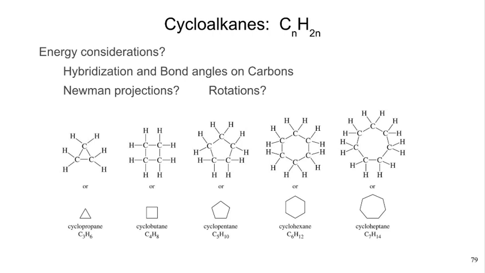It starts to pucker a little bit. That pucker is to alleviate some of that internal stress. When we move up to the 6-membered ring, all hell breaks loose, and we get a nice 6-membered ring. What we'll find with the 6-membered ring is you can actually do some rotations.